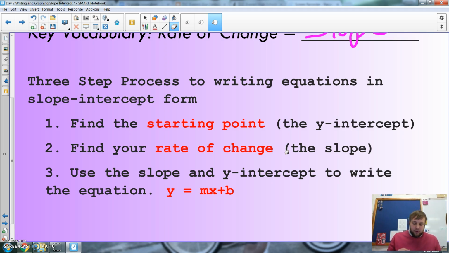All right, first, three-step process. First of all, you're looking for a starting point. This is called b. All right, it's our beginning. It's our starting place. Okay, then you'll also be looking for your rate of change, which is considered your slope, or m for movement.